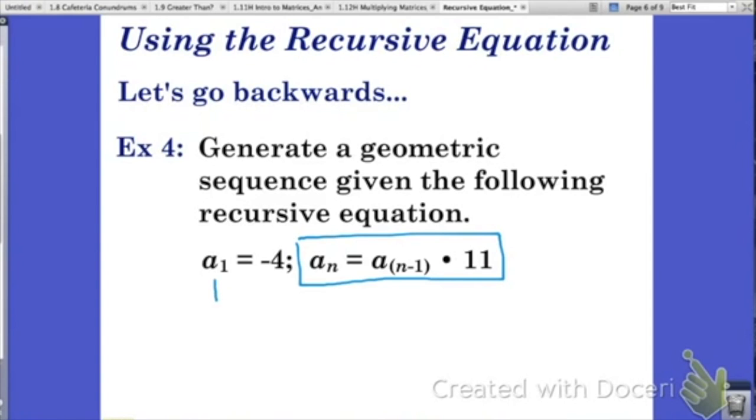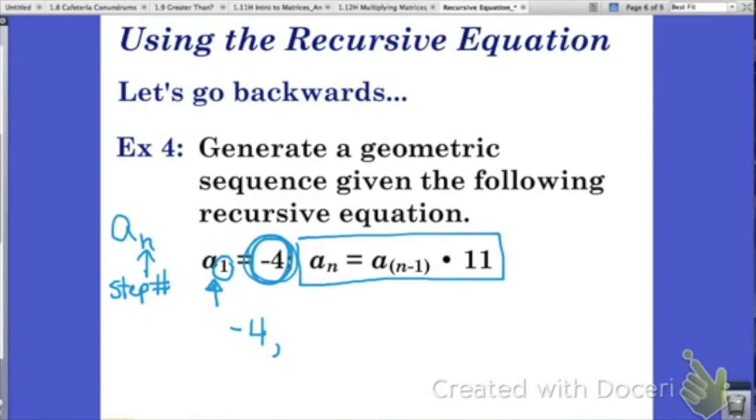What you see right here, a sub 1, is the problem telling you that the first number in the list is -4. Remember I told you earlier that the n represents the step you are on? It's the step number. So a sub 1 stands for the value of step 1, and the value of step 1 is -4. So that means my sequence starts at -4. Then I move through my sequence.